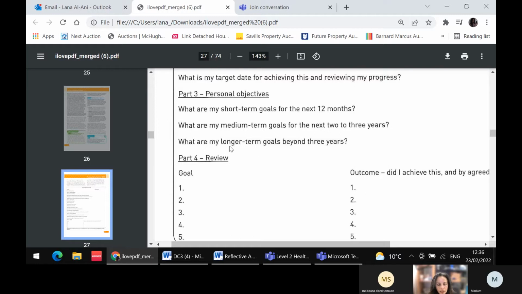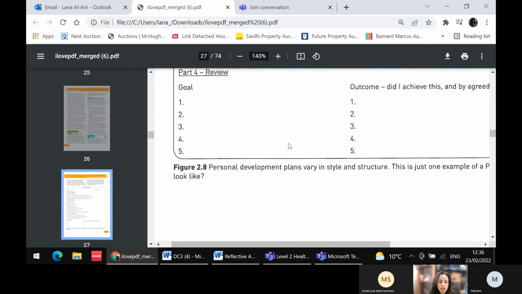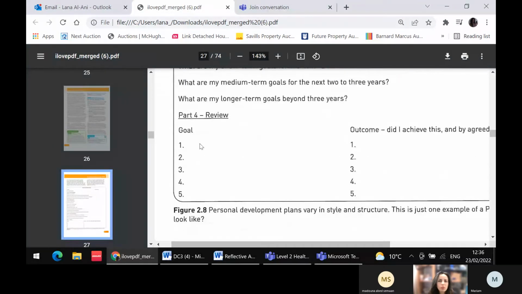What are the long-term goals? Long-term goals, this is for yourself. What's your long-term goals? To be a manager in your area, to gain a good salary, to gain all the clients, so they will like you by then, and all your colleagues. So what's your long-term goals? You can talk about it.